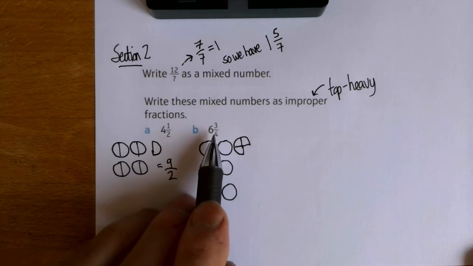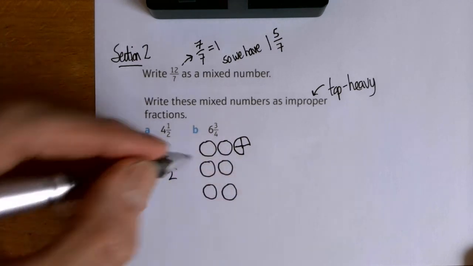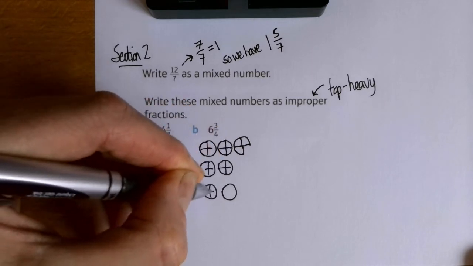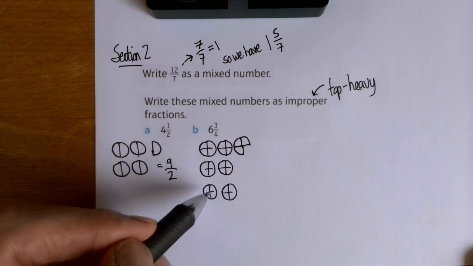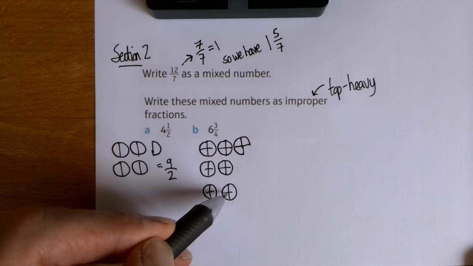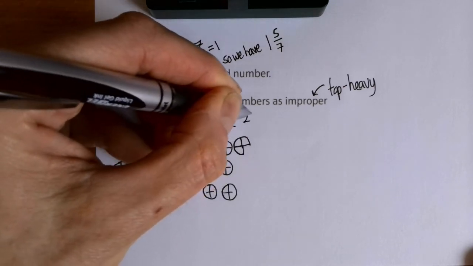And the second one, we're dealing with quarters. Got 6 whole cakes and 3 quarters. So let's split them all into quarters. So I've got 4, 8, 12, 16, 20, 24, 25, 26, 27. 27 quarters.